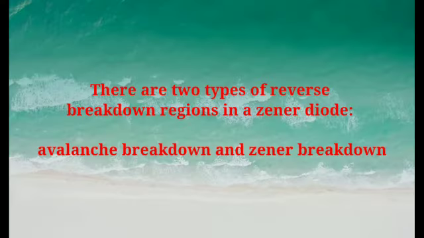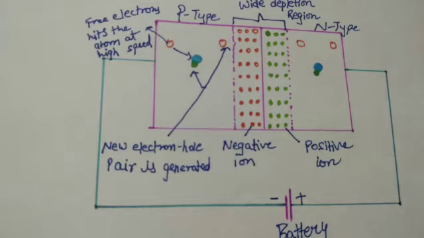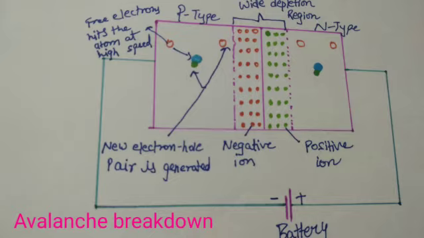Now, there are two types of reverse breakdown region in a Zener diode. First one is avalanche breakdown and the other one is Zener breakdown. Let's understand one by one. First, we will take the avalanche breakdown. The avalanche breakdown occurs in both normal diodes and Zener diodes at high reverse voltage. When high reverse voltage is applied to the PN junction diode, the free electrons, we can say the minority carriers, gain a large amount of energy and are accelerated to greater velocities.